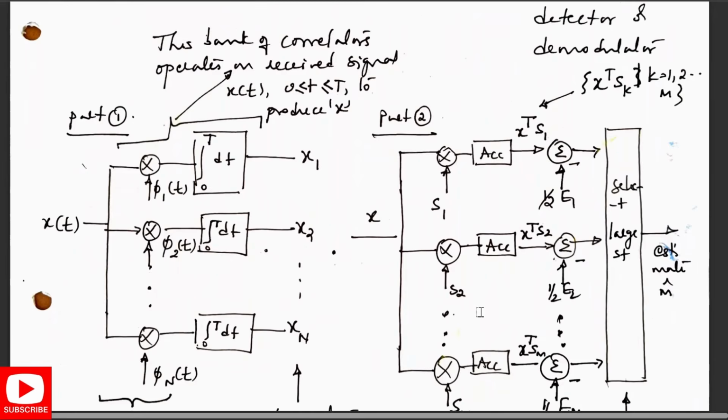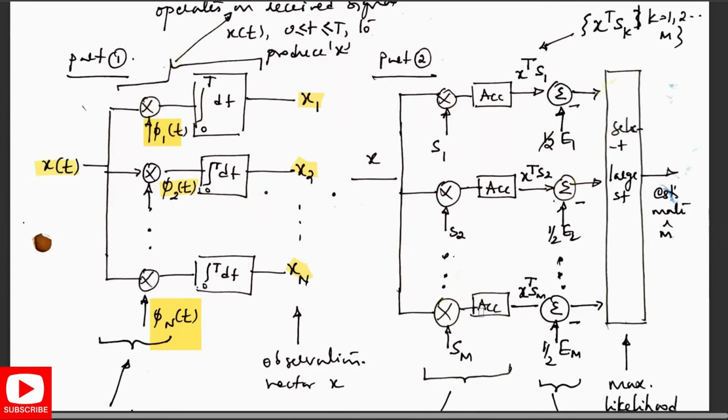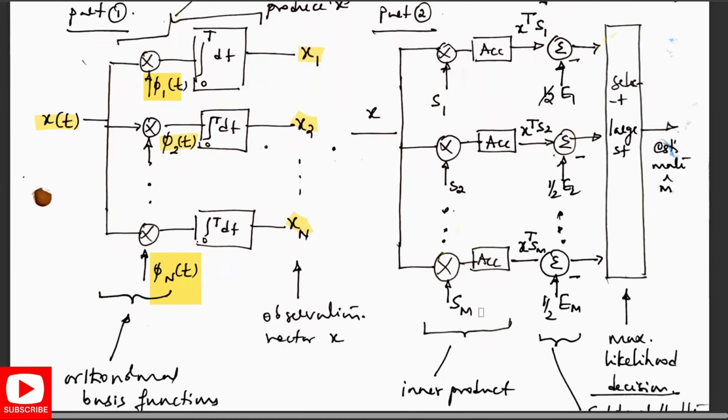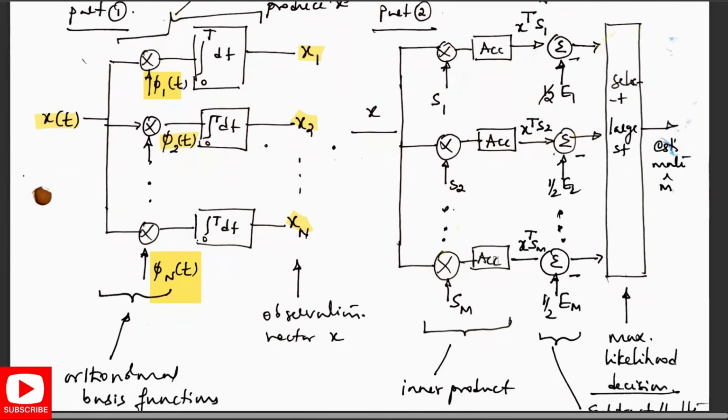The first part is part 1, which, as I said, is the bank of correlators. x of t is given along with phi 1 of t, phi 2 of t, up to phi N of t, and then we send it to the integrators, where we get the signals x1, x2, and xN. So these are our observation vectors, and phi 1, phi 2 are our orthonormal basis functions.